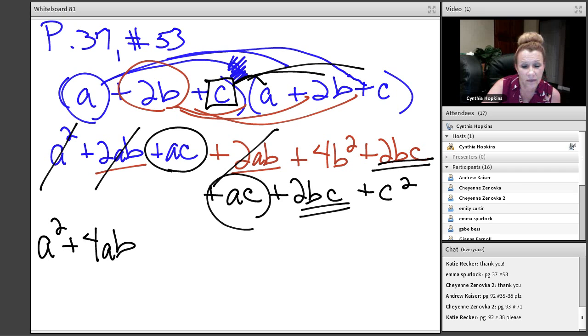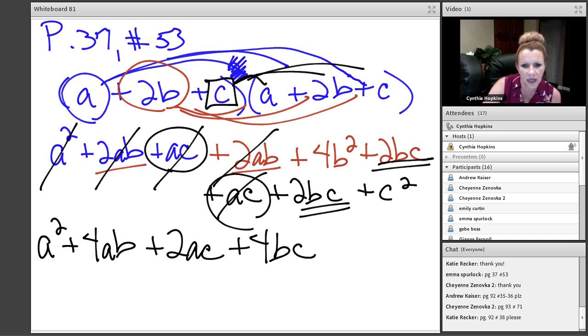Maybe I'll do my ACs next, I guess. So that's plus 2ac. Those are gone. And then I suppose I'll do my plus 4bc. So those are gone. And I can see very easily now what's crossed out and what's not. I still have my plus 4b squared and my plus c squared.